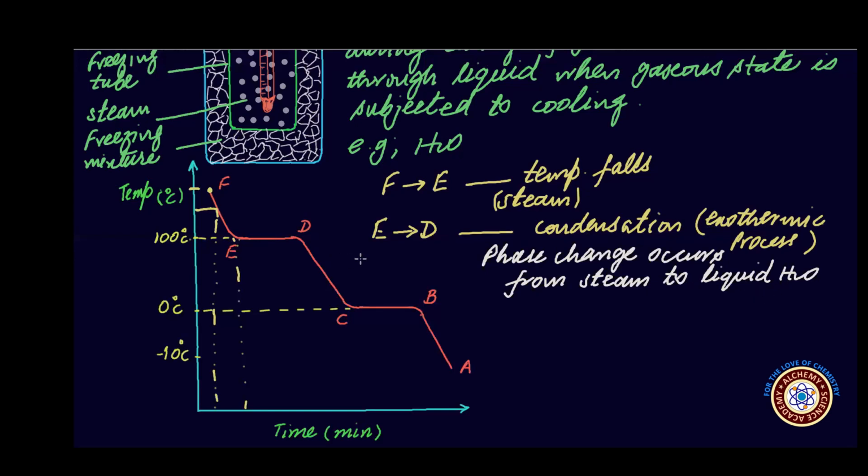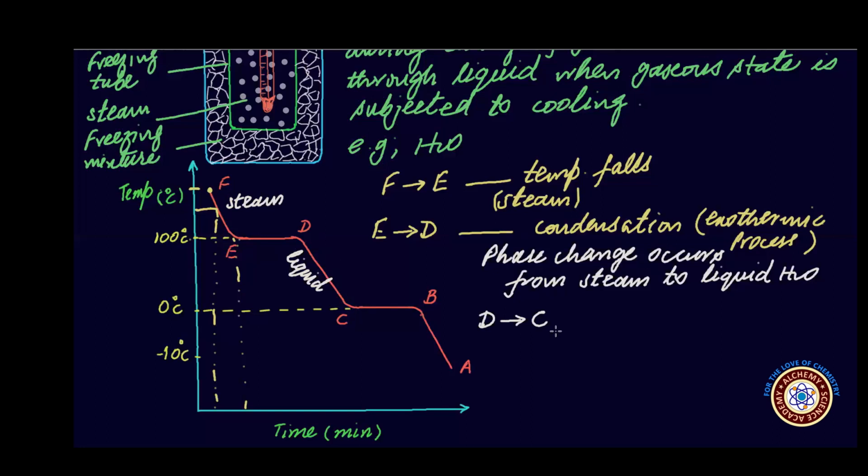Now let us see further from D to C. This section from D to C indicates liquid water, and F to E indicates steam. Now from D to C, with the course of time, we can see that the temperature is falling from 100 degrees Celsius to 0 degrees Celsius on cooling.